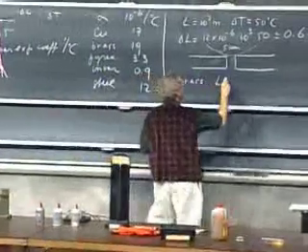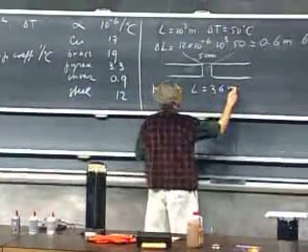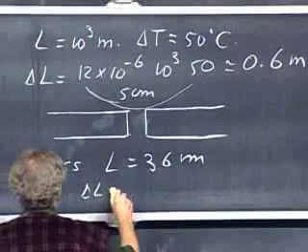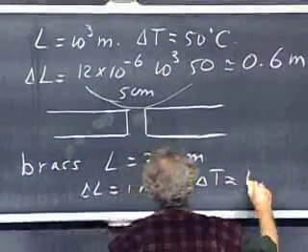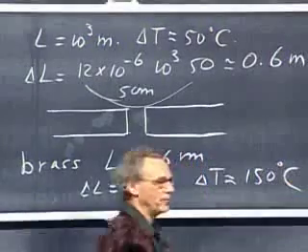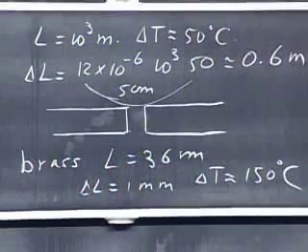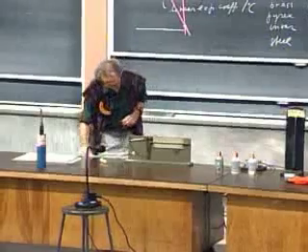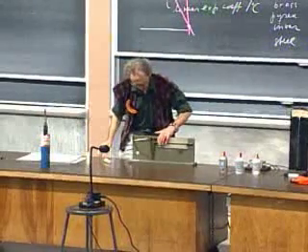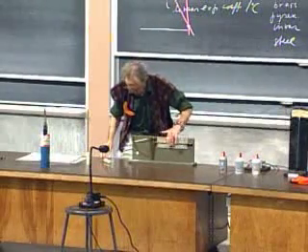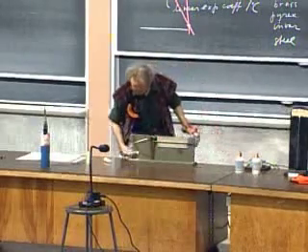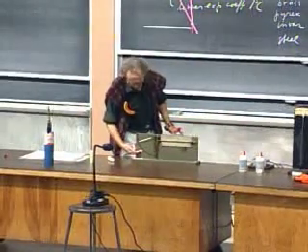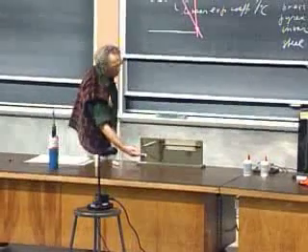So we have brass, and L is 36 centimeters. Delta L would be about 1 millimeter for a temperature increase of only 150 degrees centigrade, which of course is trivial for us with that blowtorch. Still hot. I could force it to cool, and then I could even go below this point. This was our 70 degrees, remember? It was the room temperature.